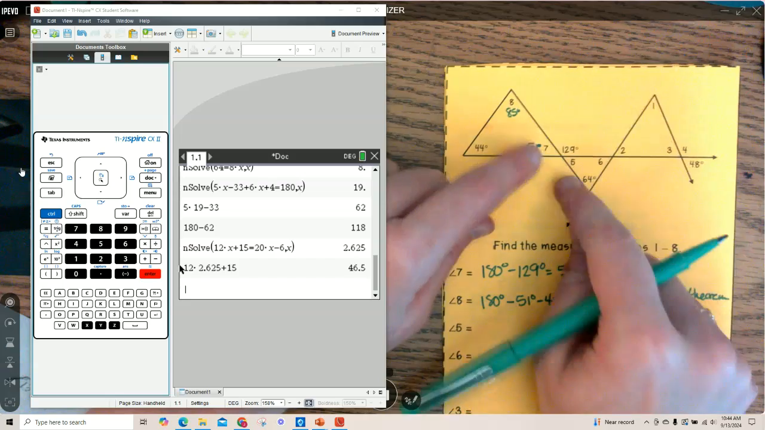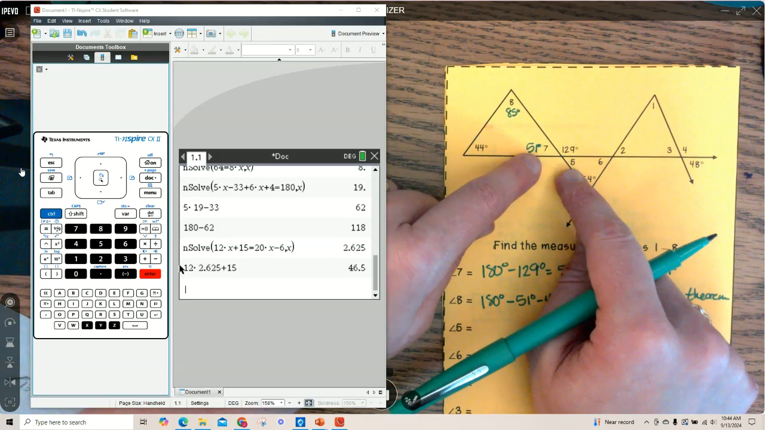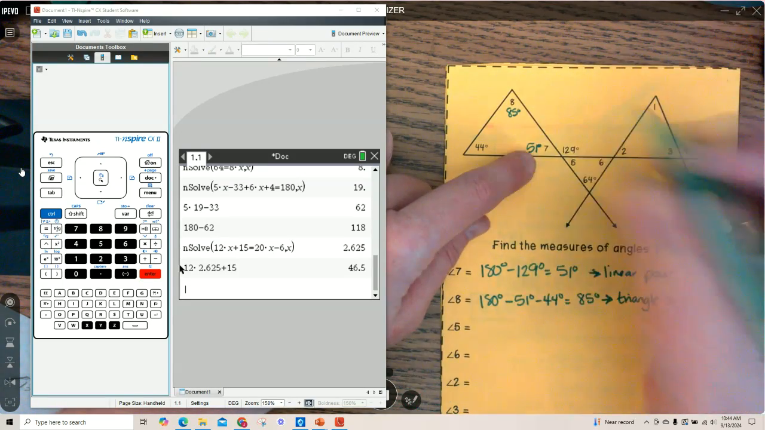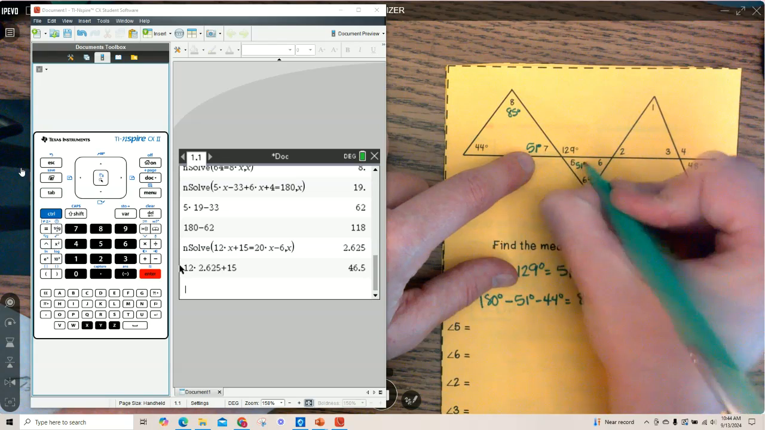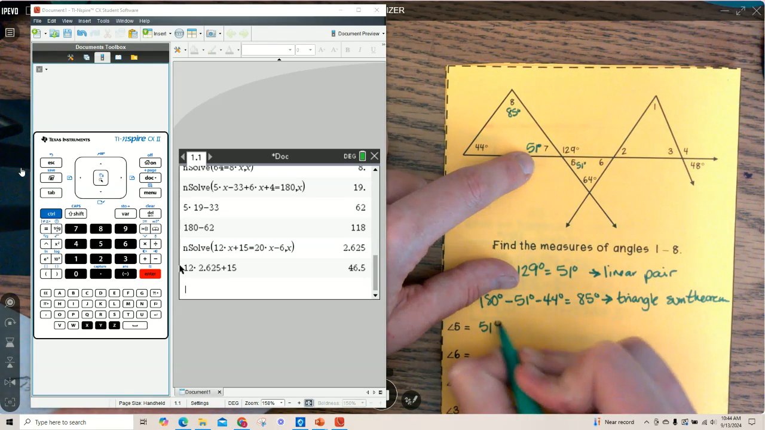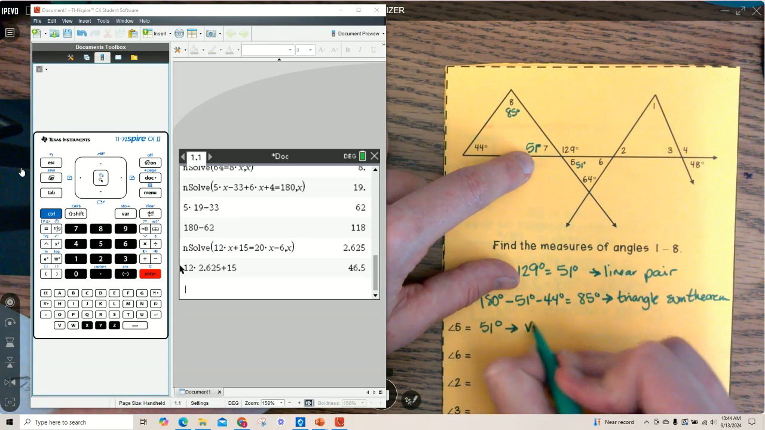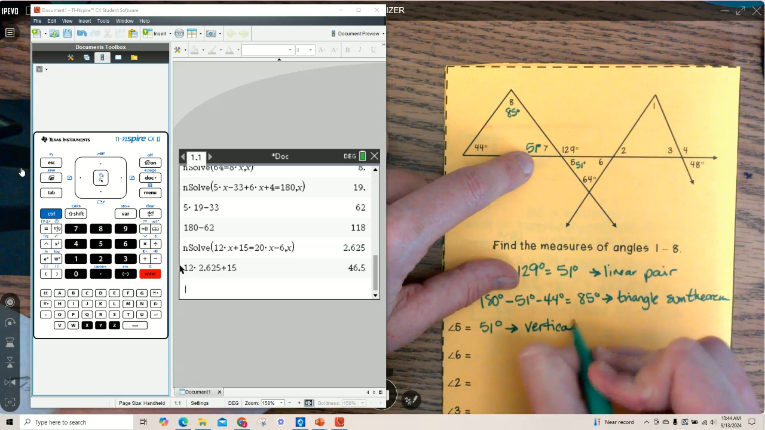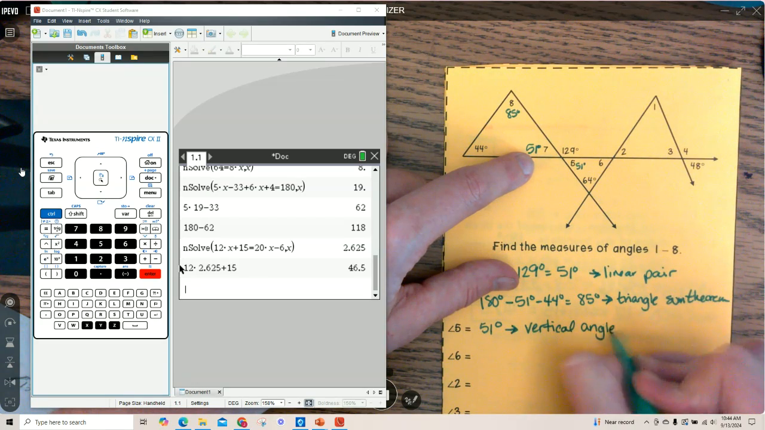All right, angle 5. Angle 5 and angle 7 are vertical angles. So if 7 is 51, then 5 is 51 degrees. And that's because of vertical angles.